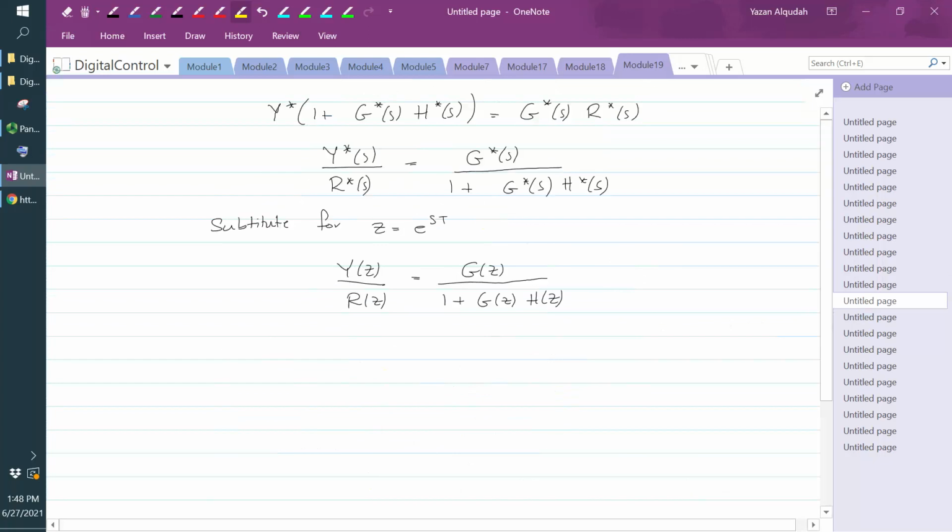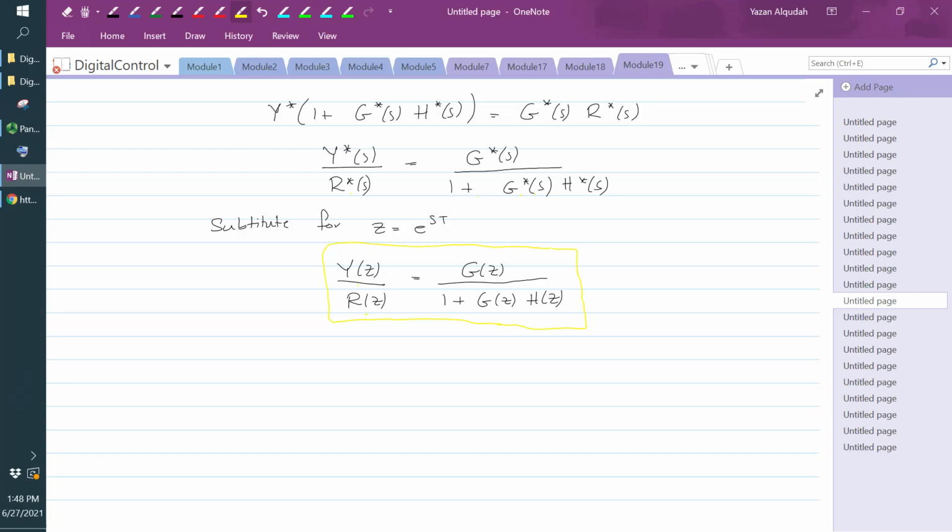Then I'm going to move all the terms that have Y star to the left side. I'm going to have Y star multiplied by 1 plus G star multiplied by H star equal to G star multiplied by R star, and therefore Y star over R star is going to equal G star over 1 plus G star multiplied by H star. Now we can substitute e to the st with z. We're going to get Y of z over R of z is equal to G of z over 1 plus G of z multiplied by H of z.